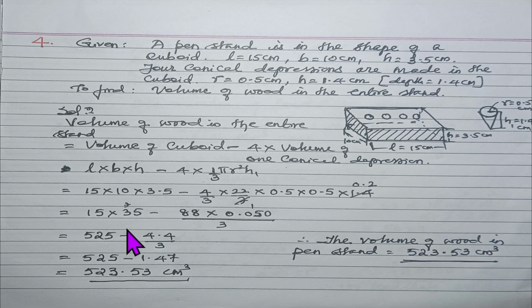So understand here, the original volume of the cuboid is 525. It has been reduced to a certain value because the depressions are cut. Therefore it has come down to 523.53 centimeter cube, and that is the correct answer.